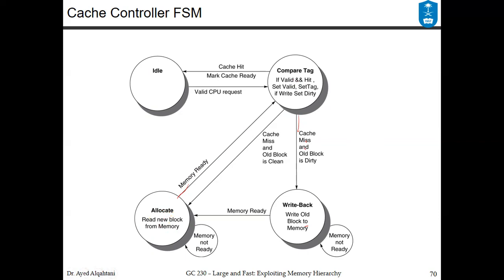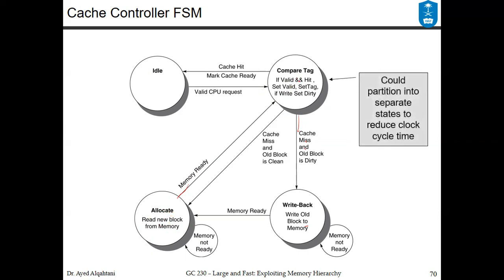So this is the cache controller finite state machine. And this state, since it does many jobs, could be partitioned into separate states to reduce the clock cycle time.